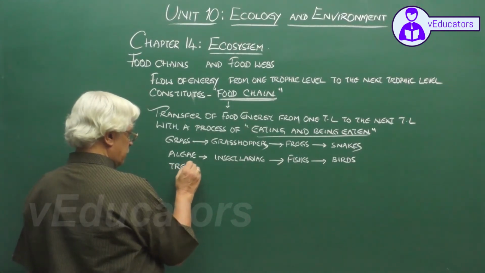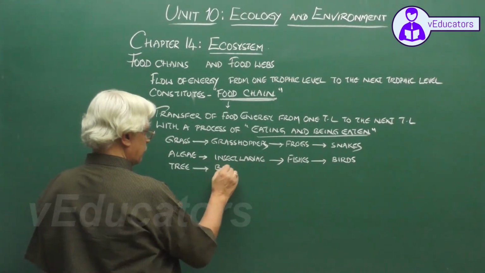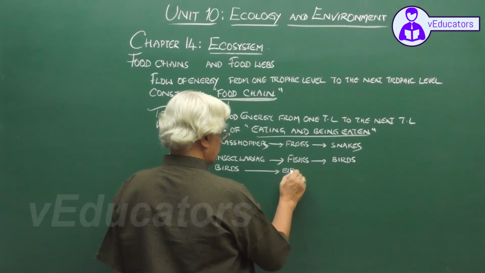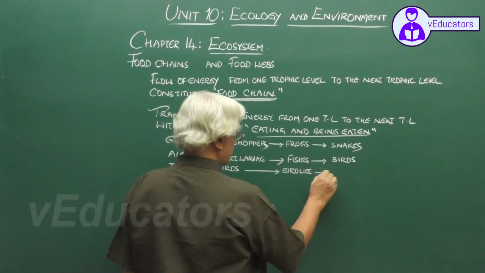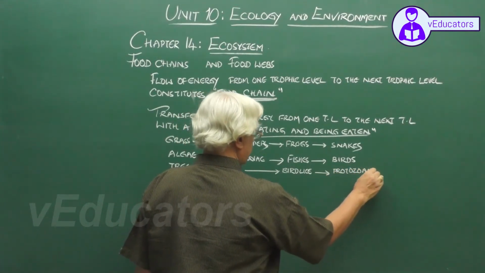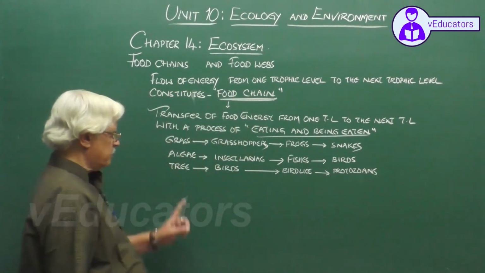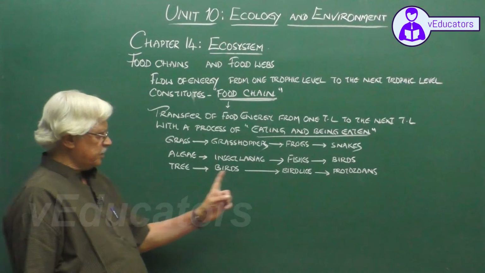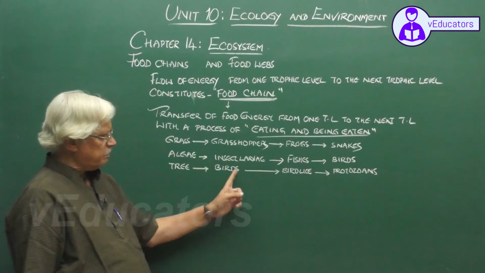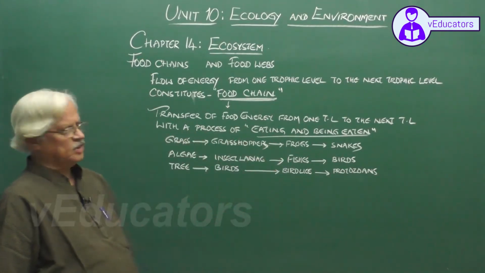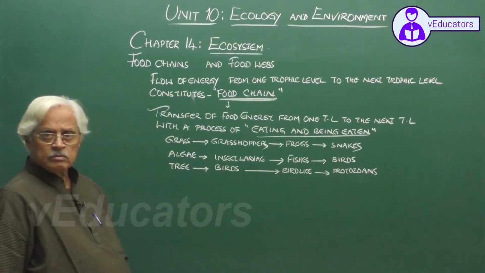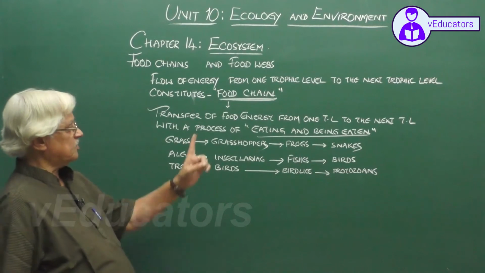Or look at the example of tree, birds, bird lice and protozoans. This is also an example of a food chain where transfer of food energy is taking place from one parasite to another parasite. So all the three examples that I gave you earlier, they are all examples of food chains.